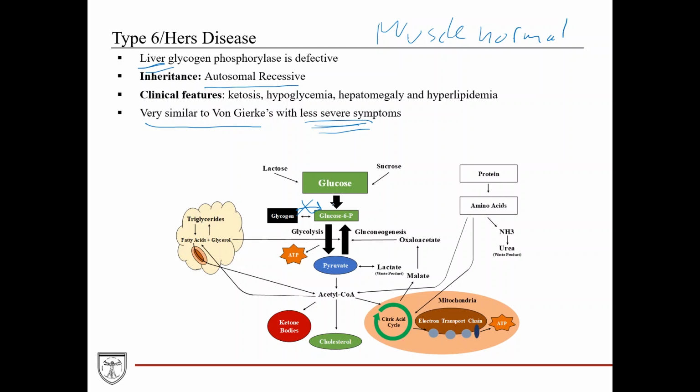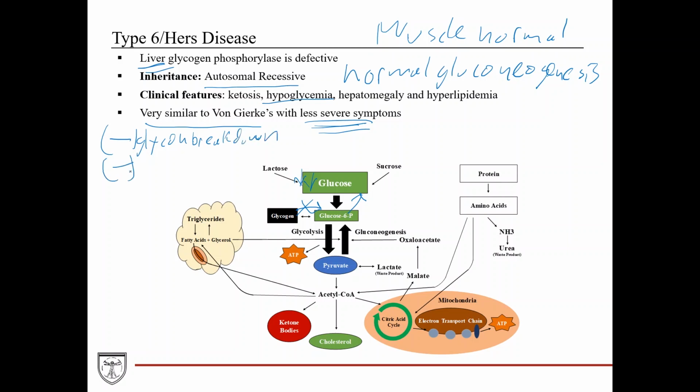However, in the liver, you don't have this luxury where you're breaking down glycogen. And so what happens is you're not able to convert this back to free glucose, so you have significantly decreased glucose. So you have hypoglycemia, but again, not quite as severe as von Gierke's disease, because remember, von Gierke's disease affects gluconeogenesis, versus in these patients, you have normal gluconeogenesis. That's a big difference, because von Gierke's, remember, it's kind of a double whammy. You have decreased glycogen breakdown and decreased gluconeogenesis.